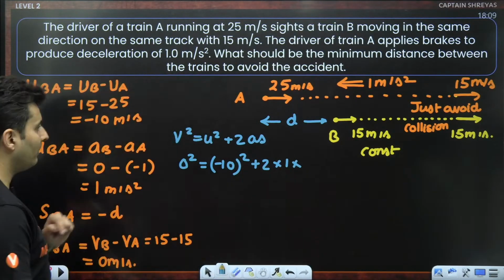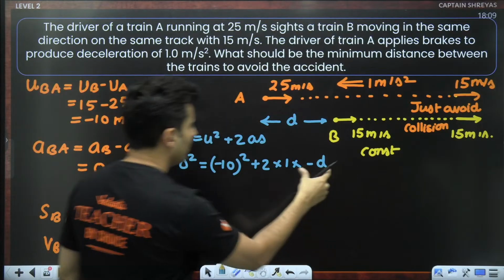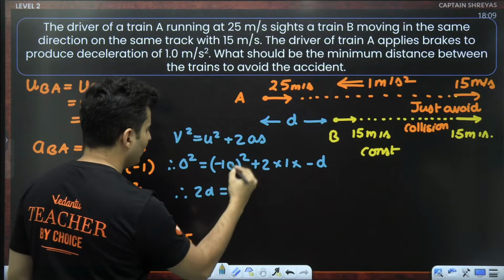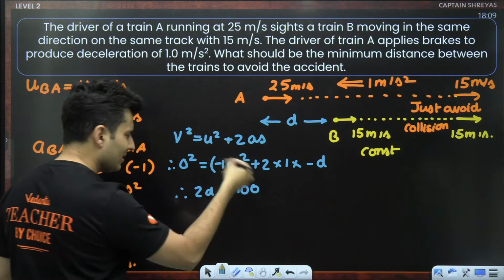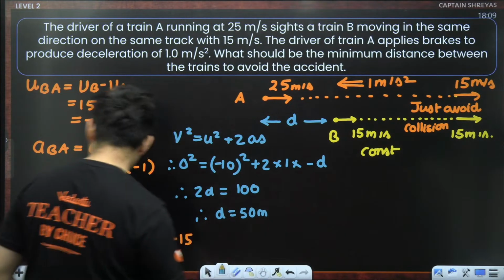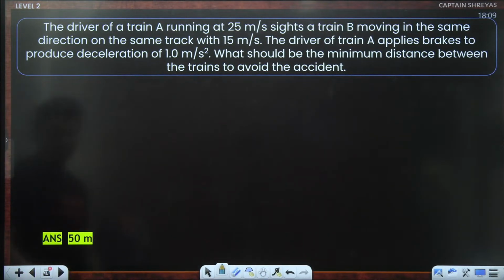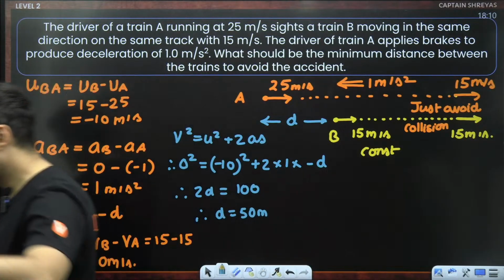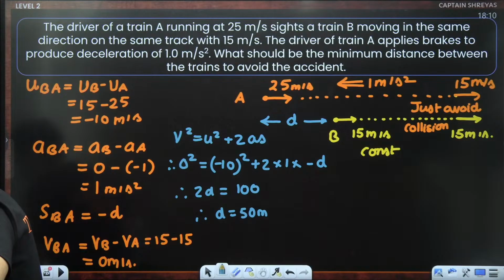Displacement S is minus D. Okay, minus D. Take it on the other side. So it will become 2D is equal to 10 square, which is 100, minus square is also positive. So D is basically 50 meters. That should be the answer. Let's check it out. Yes, it is 50 meters. Got it, everyone? Yes, Saurav, answer is 50 meters. I think you gave it before.